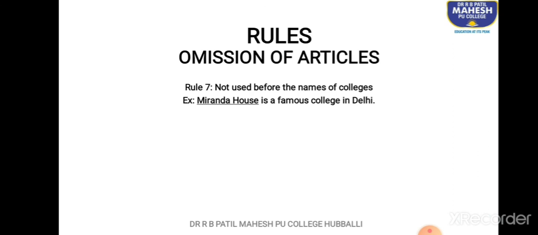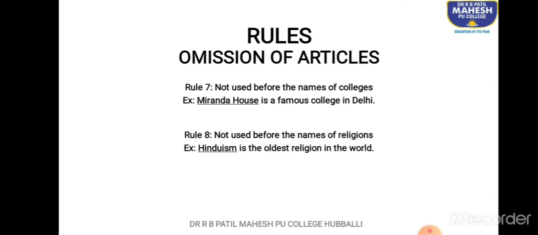Rule number 7: not used before the names of colleges. Miranda House is a famous college in Delhi. So it's not the Miranda or a Miranda, it is the name of the college. So no article goes with this. Rule number 8: not used before the names of religions. Before the name of a religion, one should not use it. Hinduism is the oldest religion in the world.